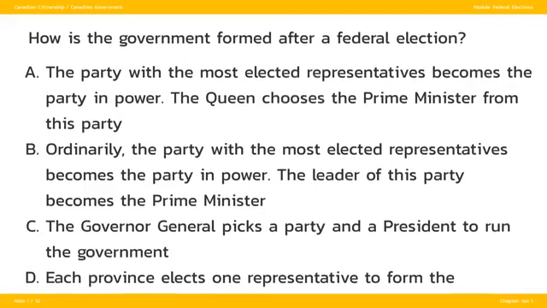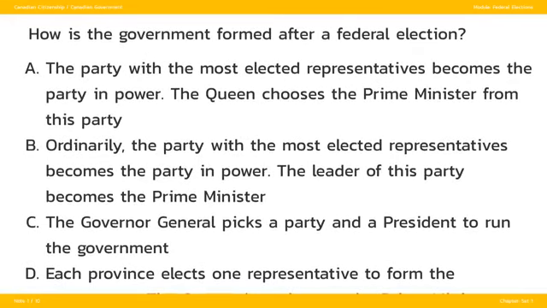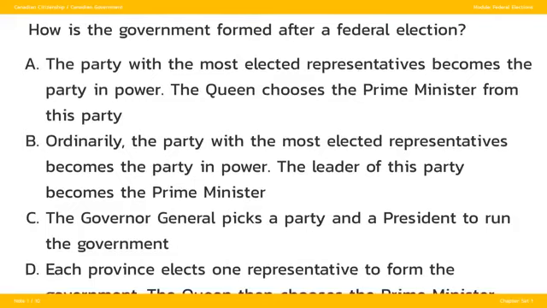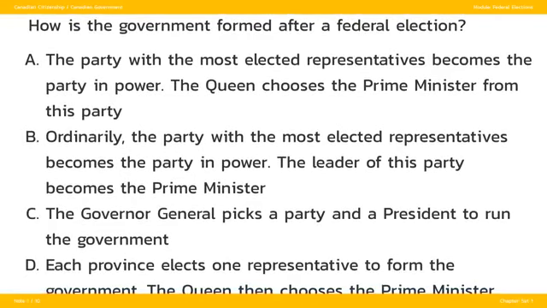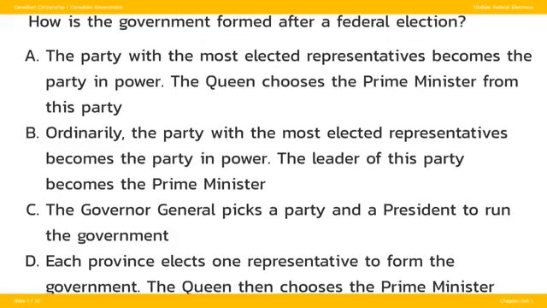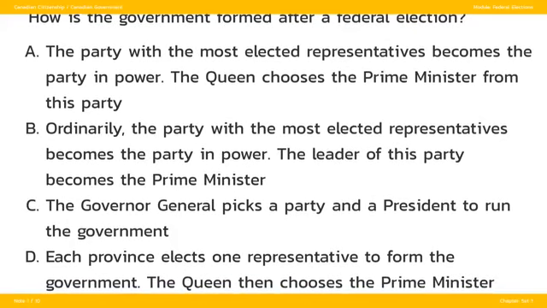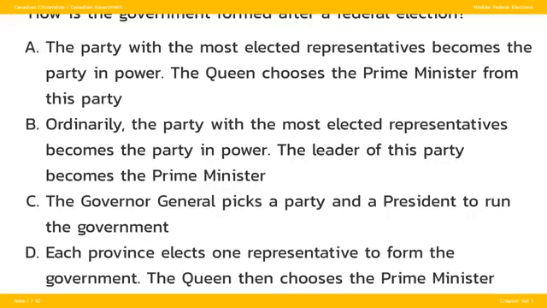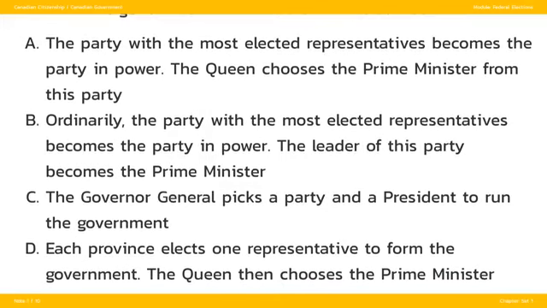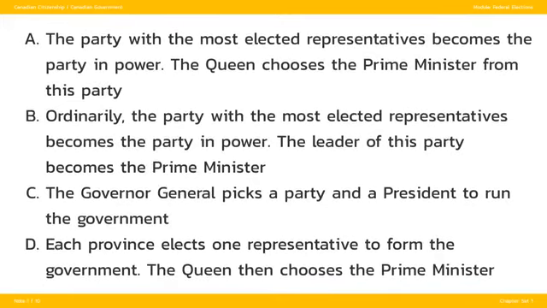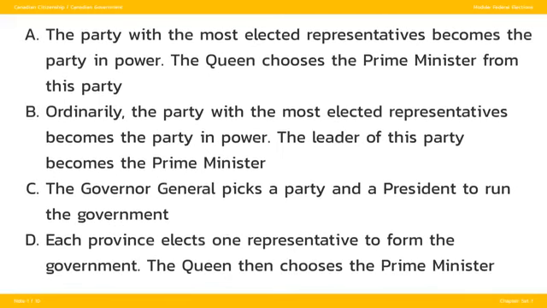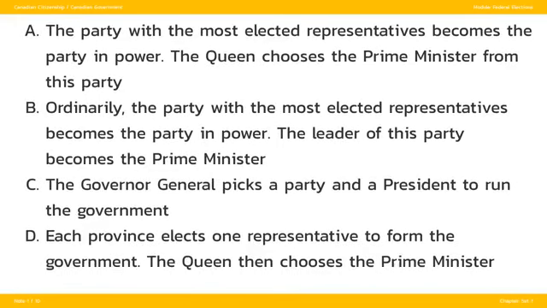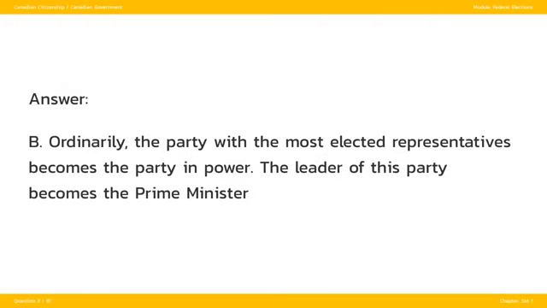How is the government formed after a federal election? A. The party with the most elected representatives becomes the party in power. The Queen chooses the Prime Minister from this party. B. Ordinarily, the party with the most elected representatives becomes the party in power. The leader of this party becomes the Prime Minister. C. The Governor-General picks a party and a president to run the government. D. Each province elects one representative to form the government. The Queen then chooses the Prime Minister. The answer is B. Ordinarily, the party with the most elected representatives becomes the party in power. The leader of this party becomes the Prime Minister.